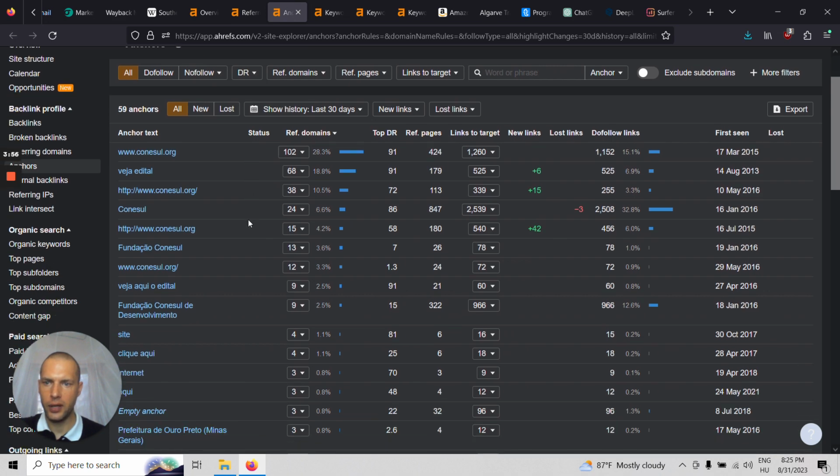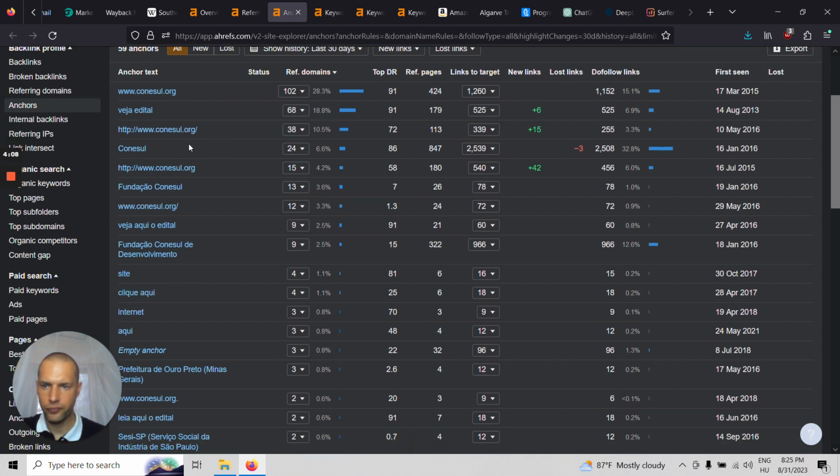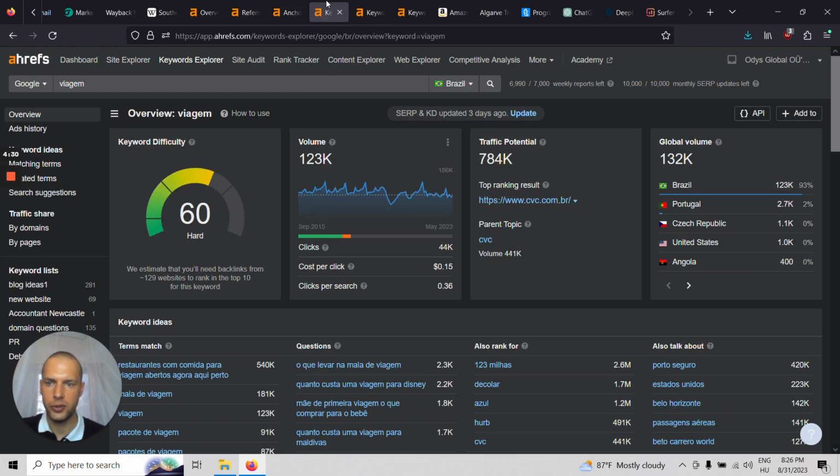I also looked at its anchor text, and this is very natural. Mostly the anchor text is the domain, and some variations of the domain or the name, or it also says Fundação Cone Sul. I was in Brazil for 6 months, so I speak a little Portuguese, so this is a bit easier for me. But don't worry, even if you don't speak Portuguese, you can create this website. I will show you in the end.